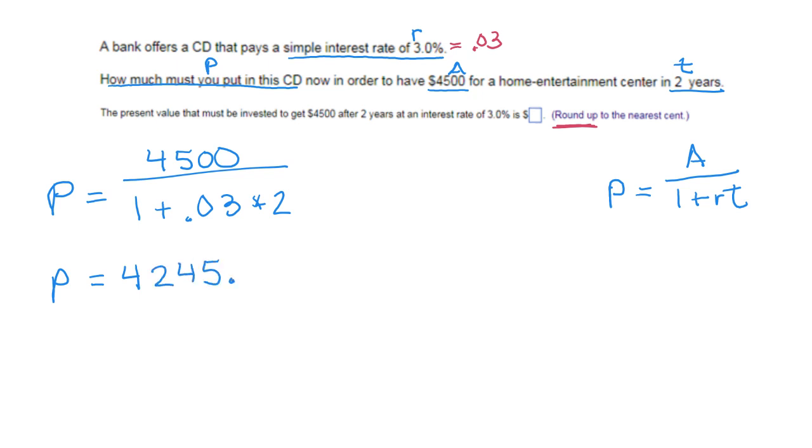4245 decimal 2830, and I'll just stop right there. So that's approximately this one. We are now going to round up to the nearest cent. So it does not matter what these numbers are afterwards. We are automatically going to add 1 because it says to round up. So our final value on here is that we need to invest $4,245.29. It says round up.